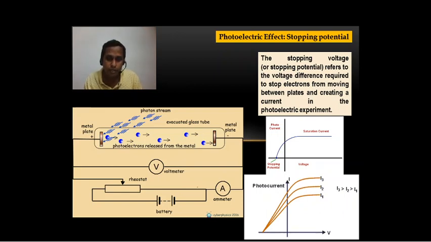In the normal case there is a flow of current, and if we reduce the voltage, suppose it is positive, there is a current. If you are giving plus 3 volts, there is current, then reduce to plus 2, there is a little current, plus 1, again there is current, then 0, again there is current, then minus 1, minus 2, minus 3. What happens is no current flows.